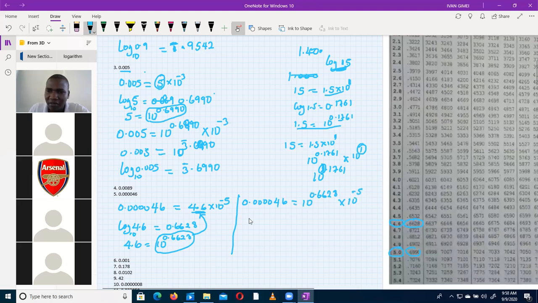So this becomes my 0.000046, which will be equivalent to 10 to the power of, this will now be 5 bar 0.6628. So that means that the logarithm of 0.000046 to base 10 will be equivalent to 5 bar 0.6628. That's what we do there.